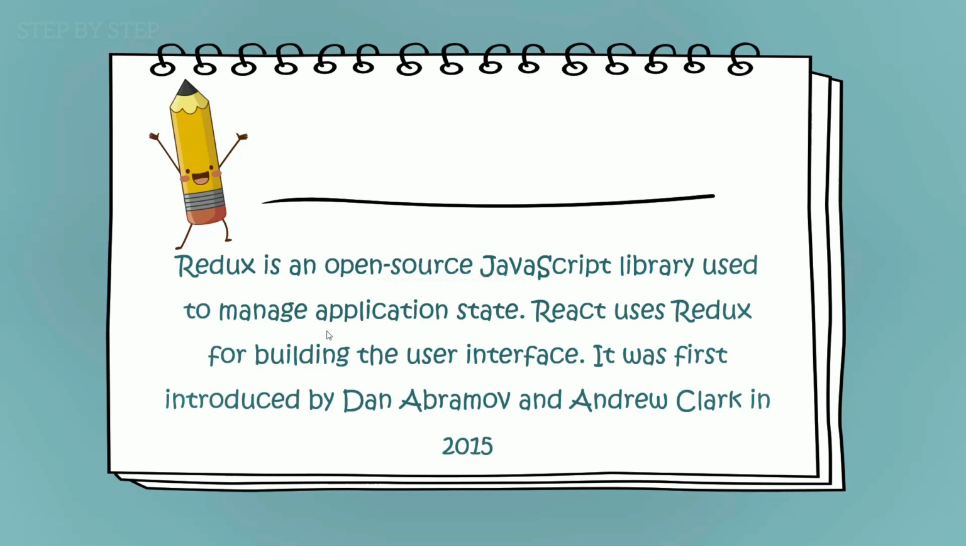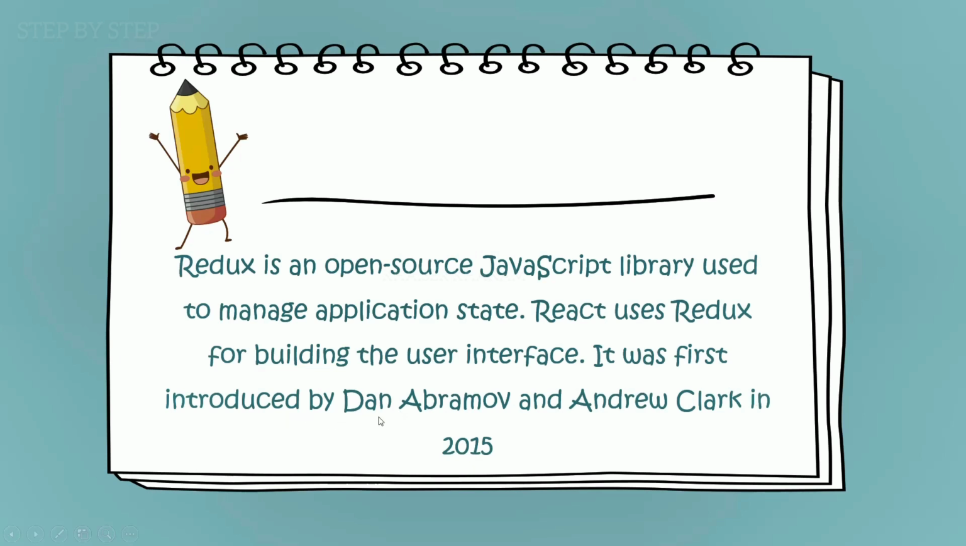Now in these two slides, you have seen so many new words: predictable, state container, application state. We are going to see them one by one. As of now, just understand what is Redux. It is an open source JavaScript library and it is used to manage application state. I will be telling you what is application state. React uses Redux for building the user interface. When it comes to user interface, it is the UI, it is for the front end. So basically, Redux is also used for front end development.